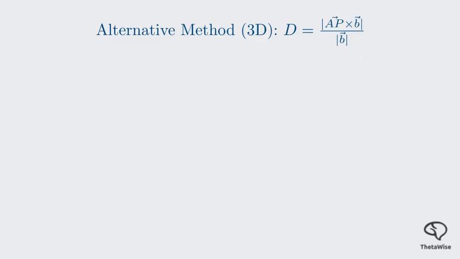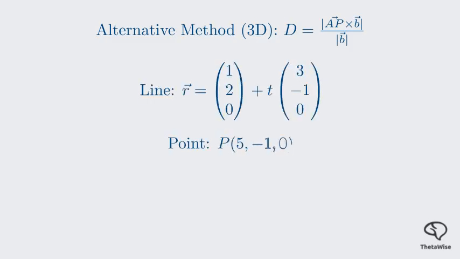This formula essentially calculates the area of the parallelogram formed by vectors AP and b, and then divides it by the length of the base, which gives the perpendicular height. Let's redo our previous 2D example using this cross-product formula, assuming the line and point are in the xy plane where z equals 0. This will help us practice 3D calculations. Our line is r equals (1, 2, 0) plus t times (3, -1, 0), and our point P is at (5, -1, 0).